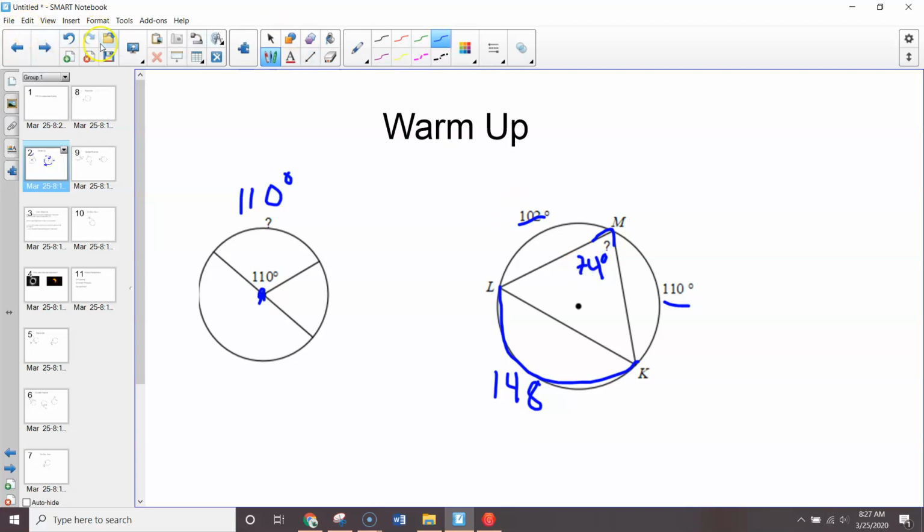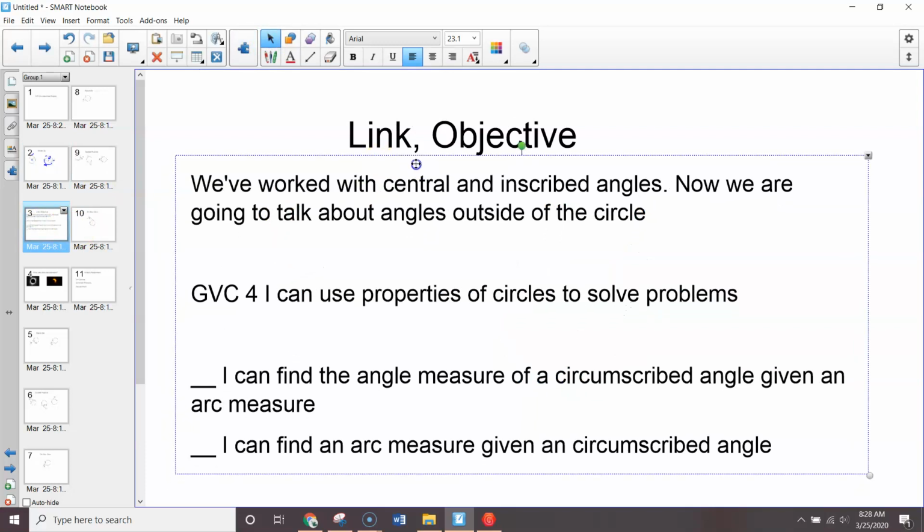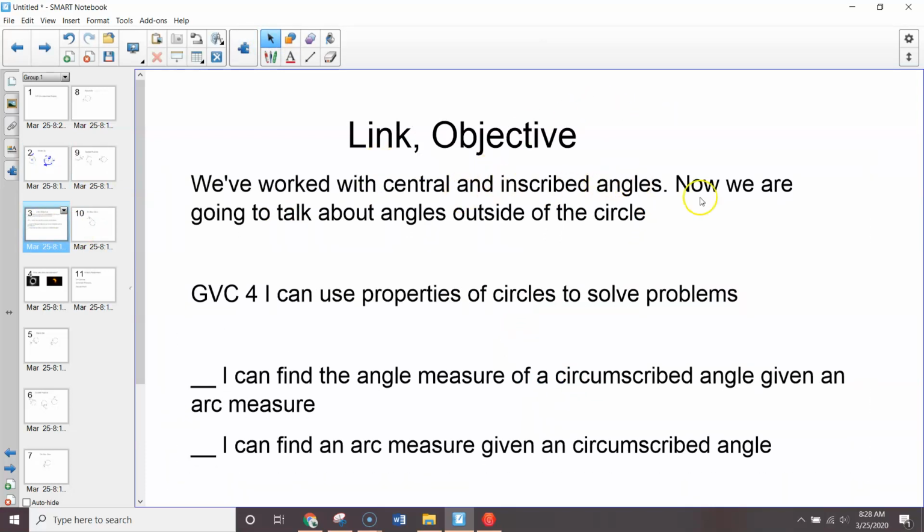Okay, let's move on. So we've worked with central and inscribed angles. Now we are going to talk about angles that are outside of the circle. And these are called circumscribed angles. Circum means around, so if you think of circumnavigating the globe, that means sailing around the globe or the earth. And scribed, once again, we talked about, means written.